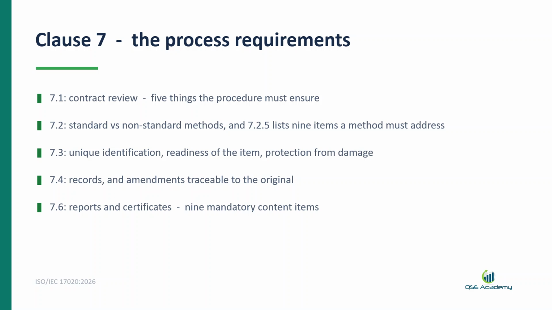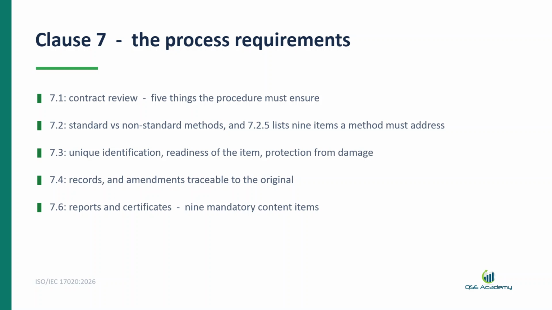7.1, contract review. Your procedure must ensure the inspection is defined, the item identified, that you have the capability and resources, that methods exist or will be developed, that instructions can be issued clearly, and that requirements were met. 7.2 distinguishes standard from non-standard methods, and the note is important. Anything you developed yourself, or the client developed, or any modification of a standard method counts as non-standard, which means it must be validated. 7.2.5 then lists 9 things your methods must address.